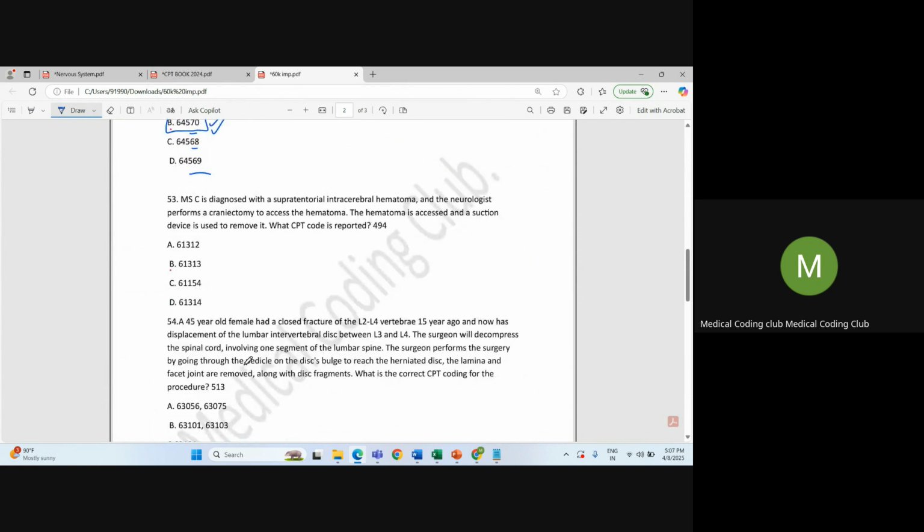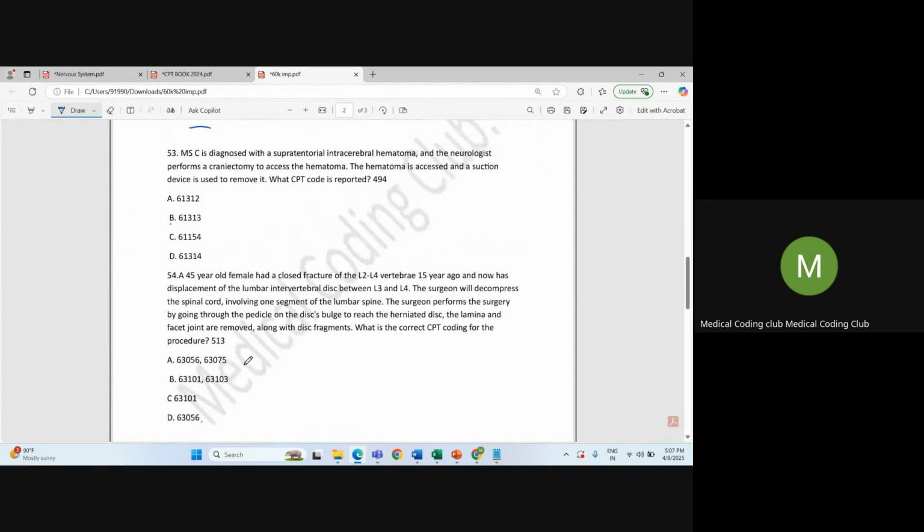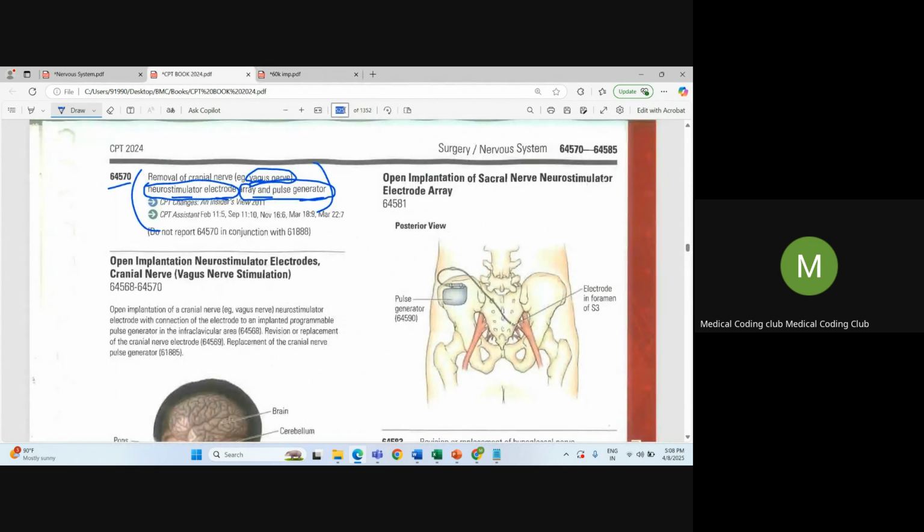So next one is, patient diagnosed with supratentorial intracerebral hematoma, and the neurologist performs craniectomy to access the hematoma. The hematoma is accessed and a suction device is used to remove it. What are the CPT codes? So this procedure is regarding craniectomy or craniotomy. So let's see the answer.